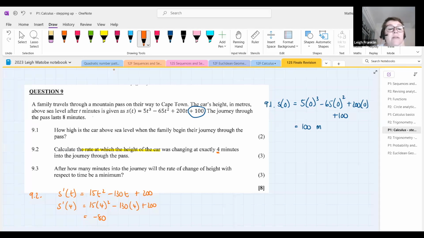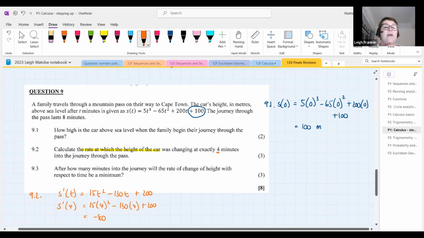So that means what exactly? The car is now driving downhill. That's what we should have got for 9.2. If it's a negative answer, it means the height is not increasing, the height is decreasing. So the car would need to be driving downhill. Does that make sense to everybody for 9.2?